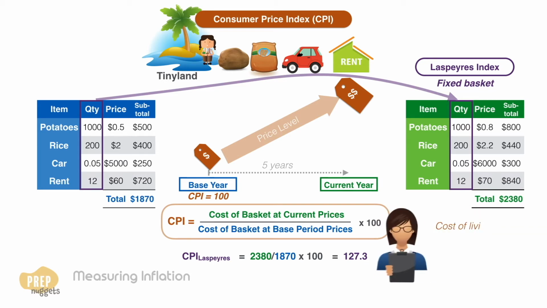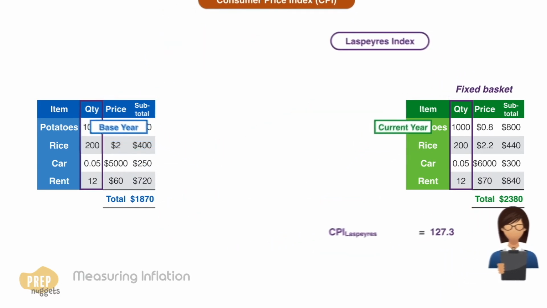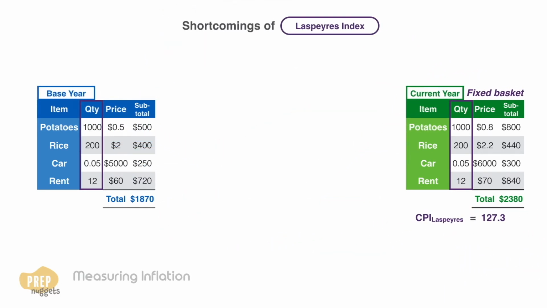Based on this, we infer that the cost of living has gone up by 27.3% in the past 5 years. On an annualized basis, that's an inflation rate of 4.94% each year. Now, let's talk about some of the shortcomings of the Laspeyres index, where the basket of goods and services is fixed.